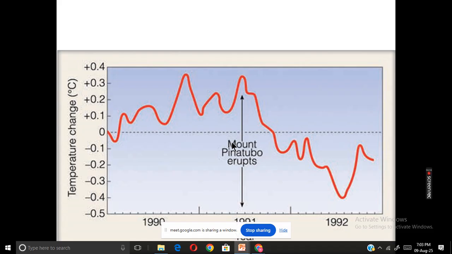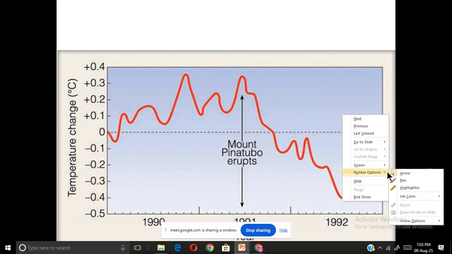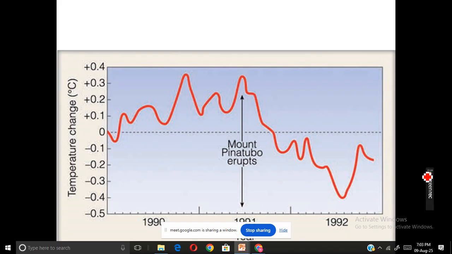In 1991, the volcano Mount Pinatubo erupted, and after the eruption, you can see how much the temperature decreased. The temperature started going down from 1991, and from the mean value, where 0 is the mean global temperature, it reached around minus 0.4 degrees Celsius. That much the temperature decreased because of the volcanic eruption. So this is another natural factor that is affecting climate change.